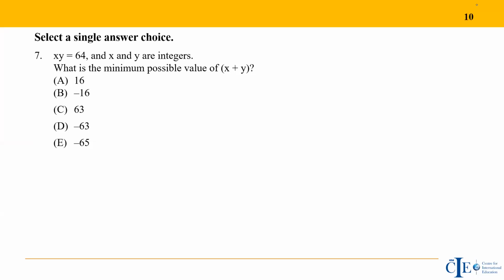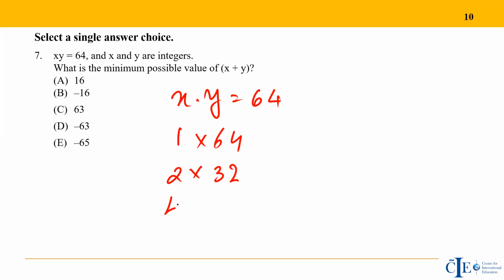So it's given that x into y equals 64. Now, what could be the possible factorizations I can have of 64? 1 into 64, then 2 into 32, and 4 into 16. And then 8 into 8. These are the different factorizations I can have.